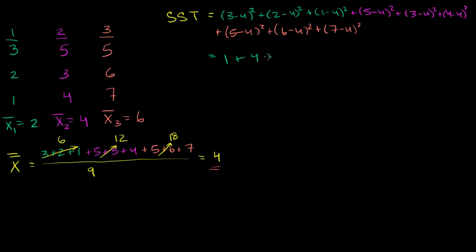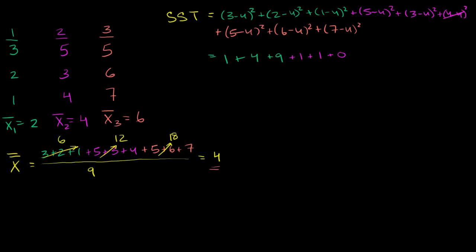Negative 3 squared is 9. And then we have here in the magenta, 5 minus 4 is 1, squared is still 1. 3 minus 4 squared is 1. You square it again, you still get 1. And then 4 minus 4 is just 0. I'll just write the 0 there just to show you that we actually calculated that.